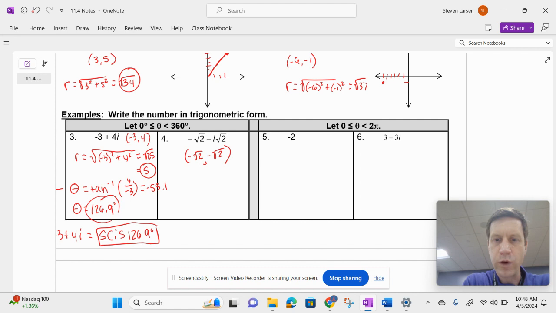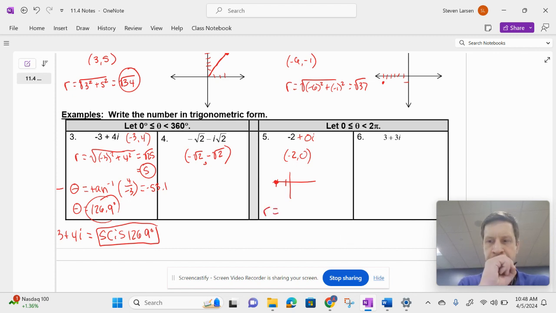This only has a real part, so it's really negative 2 plus 0i. And this is one of the problems where we can work smarter, not harder. That translates to negative 2, 0. I'm going to sketch that. Okay, that's where the point is. I need to calculate r, which you can do with the formula. But remember, r is going to be the distance away from the origin. And that is absolutely 2 units away from the origin, straight left. So I know r is 2.